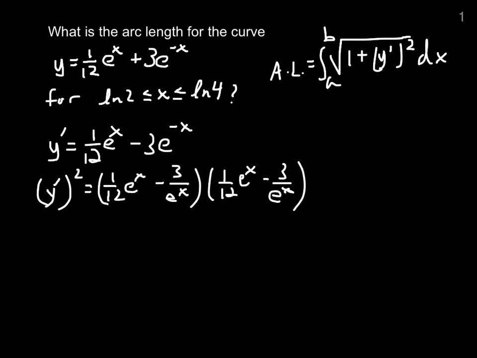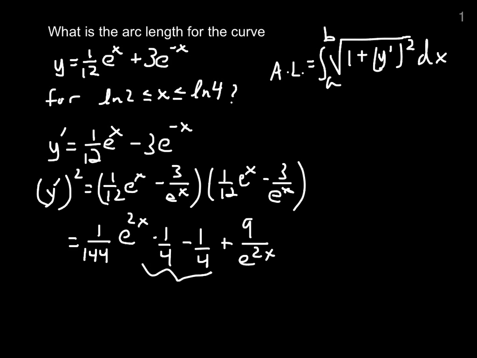We get 1 over 144 and e to the x and the e to the x. We add the exponents, we get e to the 2x. And then when we multiply the outer and inner together, we have the e to the x in the numerator and denominator cancel. We get minus a fourth, another one, and then 9 over e to the 2x. These together give us minus a half.